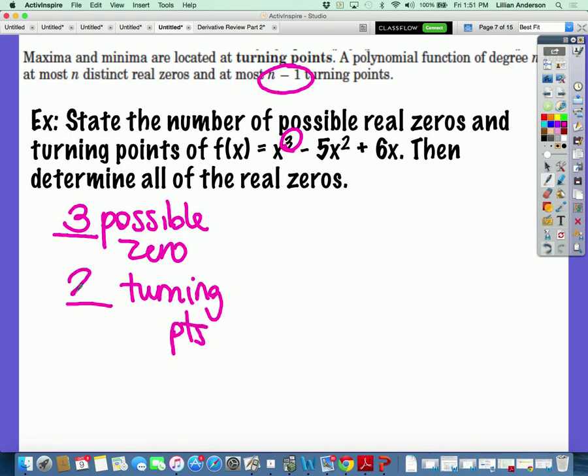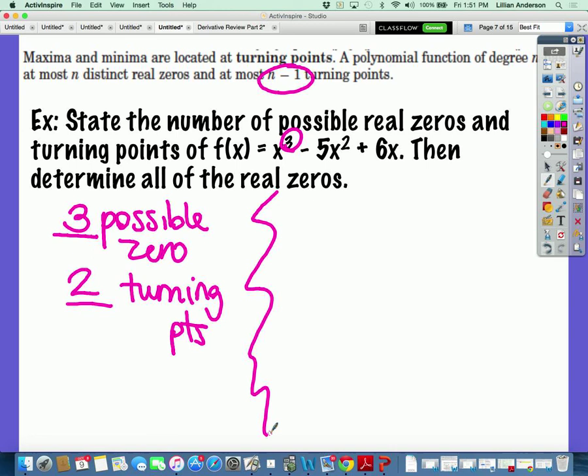So that means we have at most 2 extrema. Okay. Now we could have less than that, but we could have no more than 2 turning points. Okay, so now we're going to determine the number of real zeros, okay? Because maybe not all of them are going to be real. There might be some imaginary ones, okay? We want to find out the real ones.